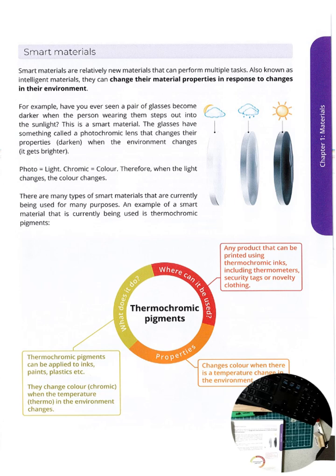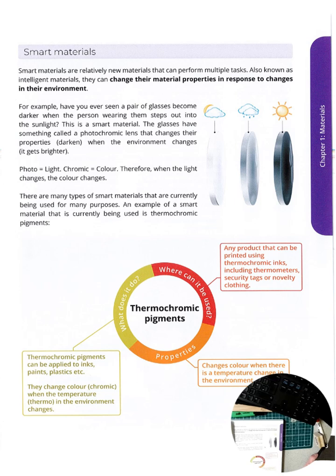The glasses have something called photochromic lenses that change their properties, so they darken when the environment changes, when it gets brighter. So photo equals light, chromic equals color. Therefore, when the light changes, the color changes. There are many types of smart materials that are currently being used for many purposes.